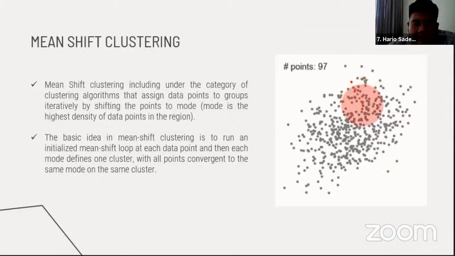Then mean-shift clustering. Mean-shift clustering falls under the category of clustering algorithms that assign data points to groups iteratively by shifting the points to the mode. Mode is the highest density of data points in the region. The basic idea in mean-shift clustering is to run an initialized mean shift loop at each data point, and then each mode defines one cluster, with all points convergent to the same mode in the same cluster.